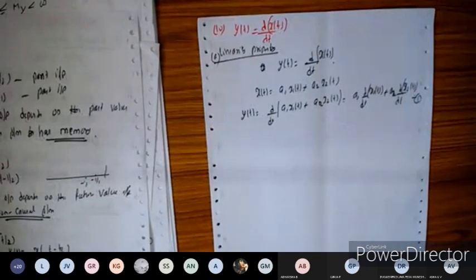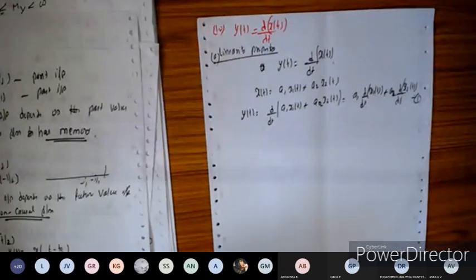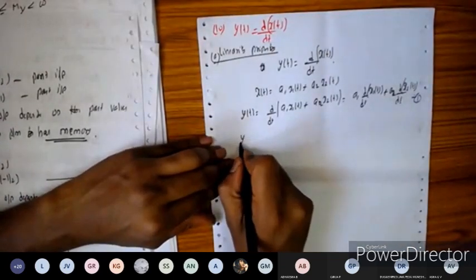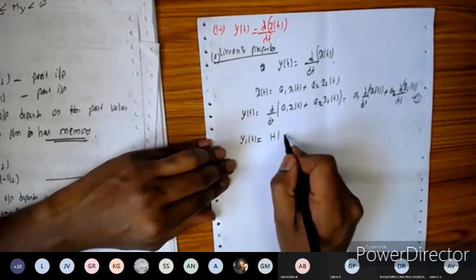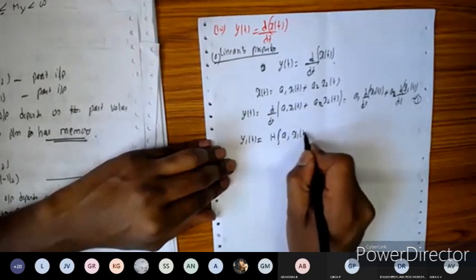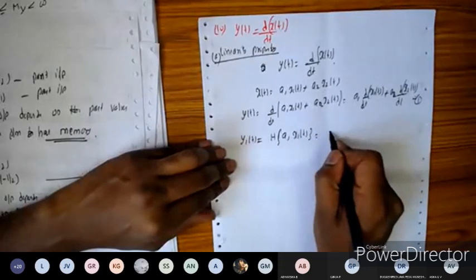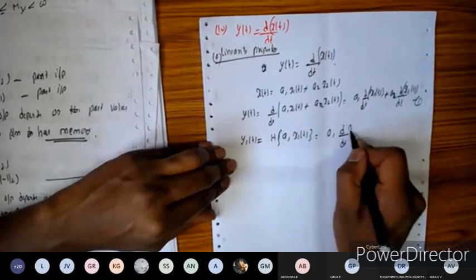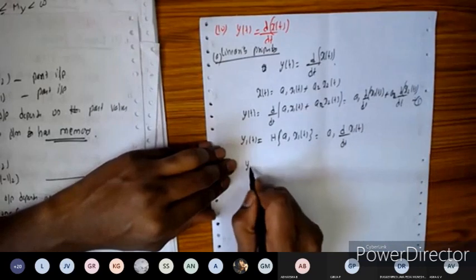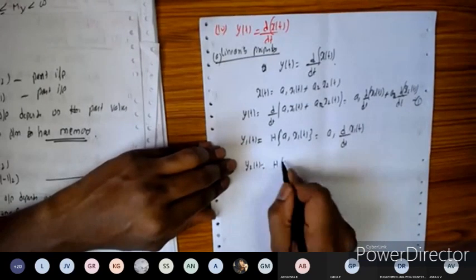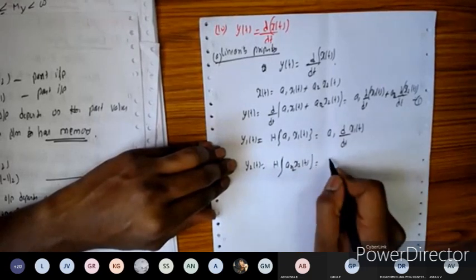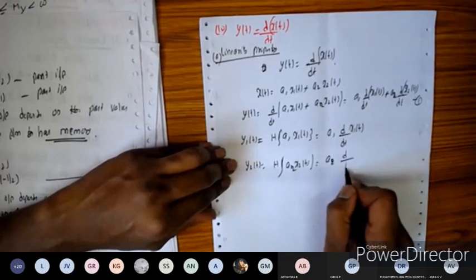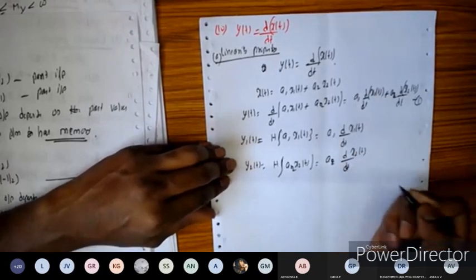Next, let us give the individual inputs. Let us say y1 of t is equal to a1 into x1 of t, which we give as the input here. So it will become a1 into d by dt of x1 of t. Similarly, y2 of t is equal to a2 into x2 of t, let us give that as an input here. So it has become a2 into d by dt of x2 of t.